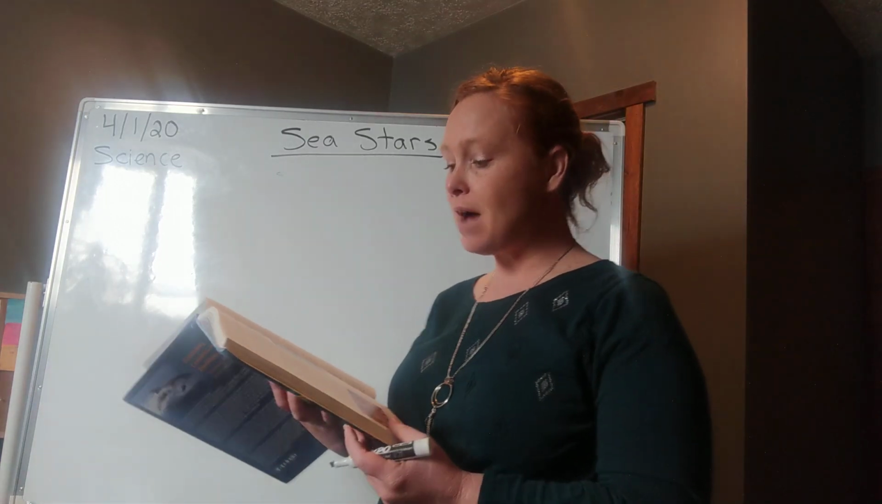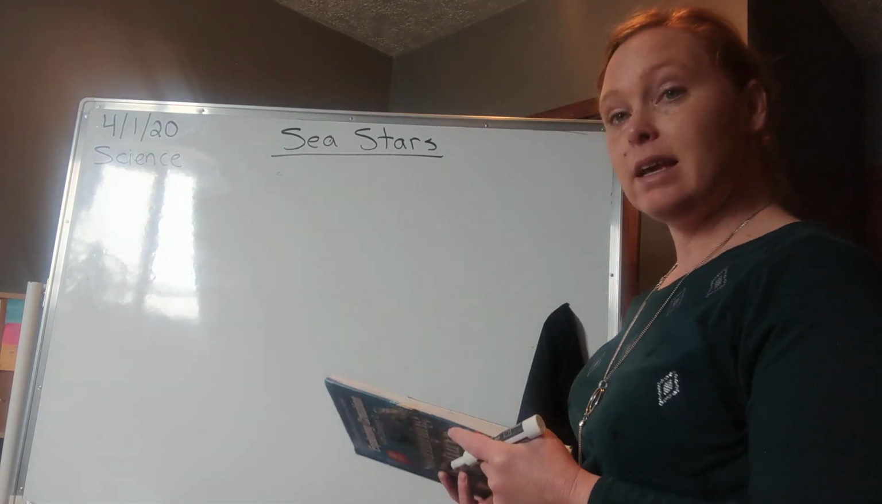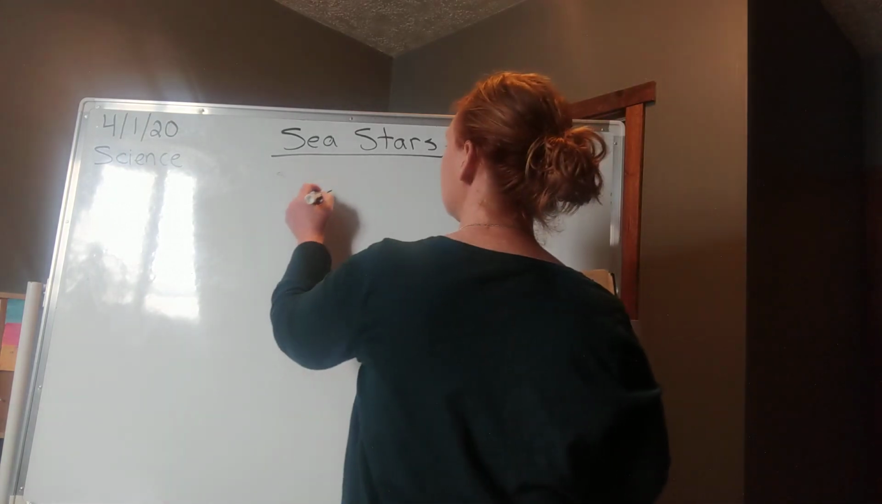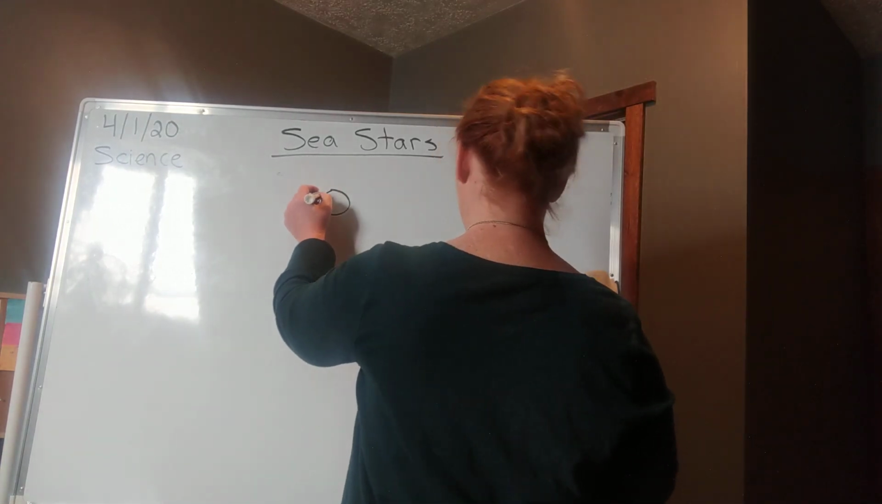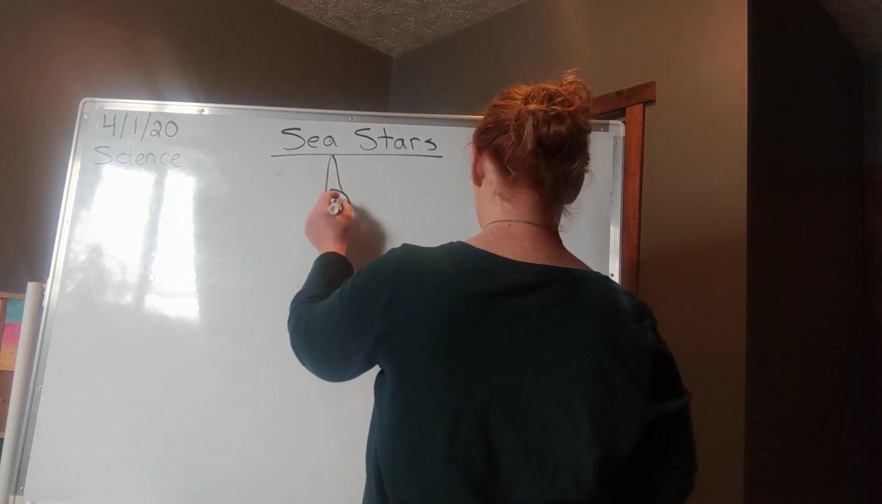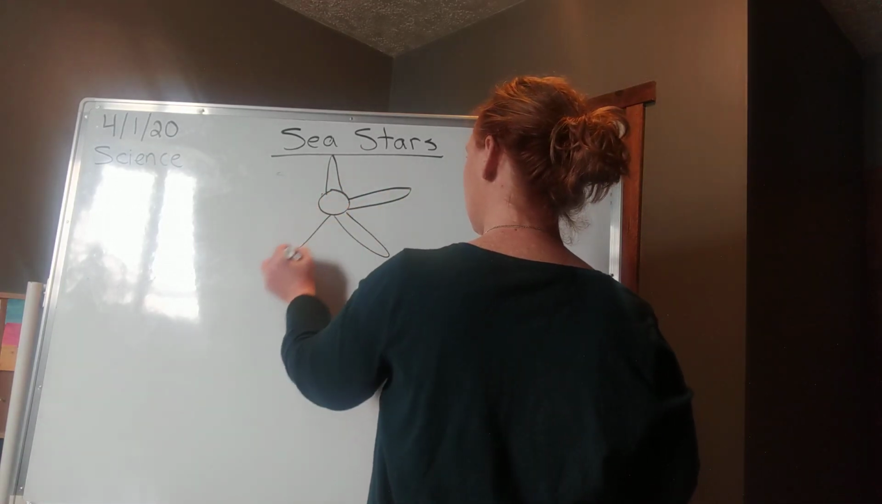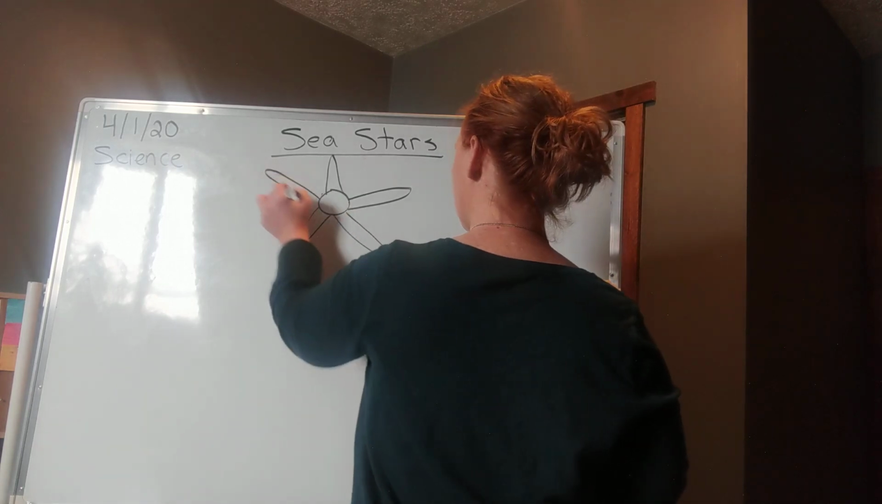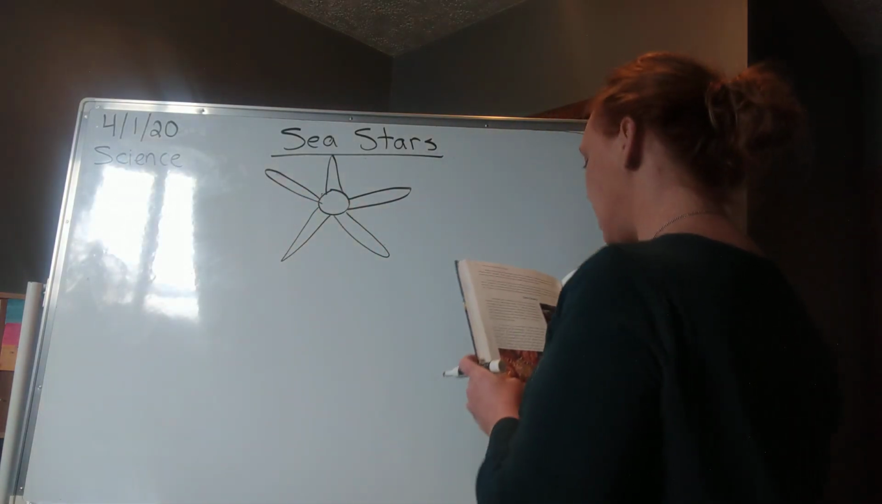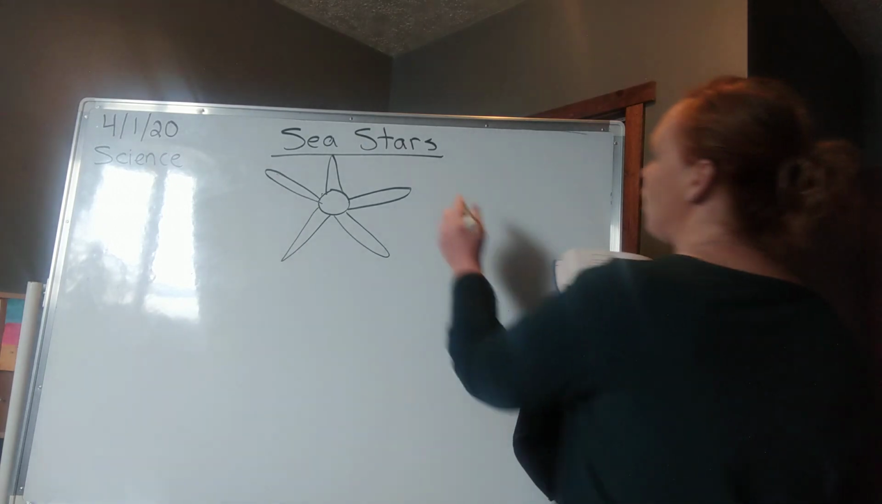Most sea stars have 5 arms called rays, like the sun's rays. So let's see if we can do one here. Let's do 1, 2, 3, 4, and 5. So most of the time they have those 5 arms.